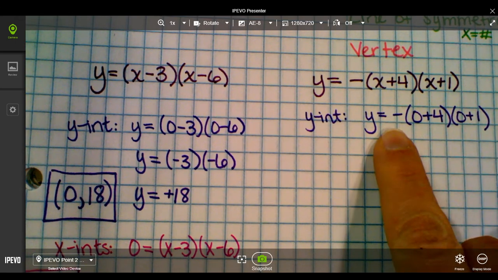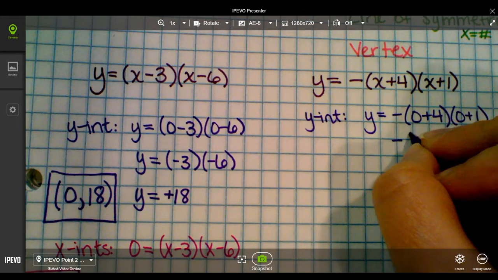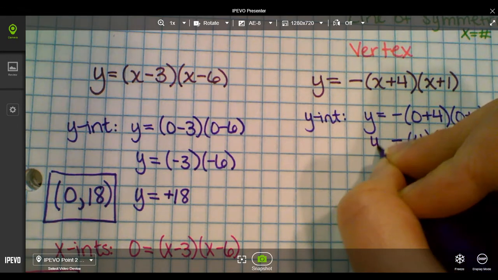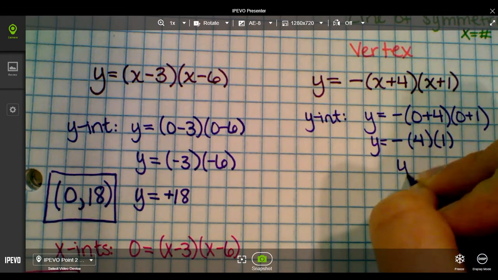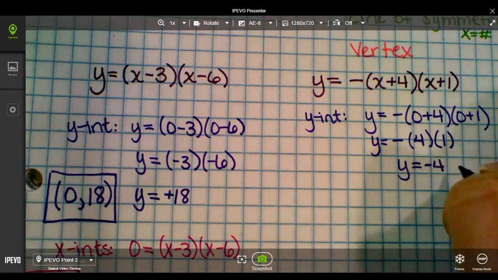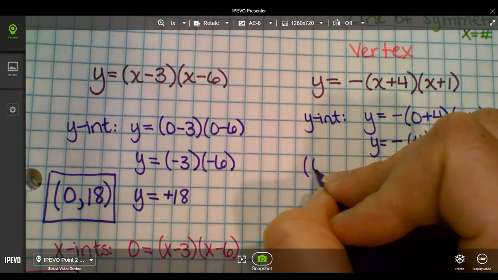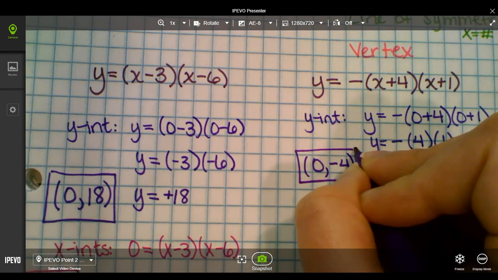Don't forget that negative on the outside over here. It's going to play a role in there. So now I have that negative still. 0 plus 4 is 4. 0 plus 1 is 1. Negative times 4 is negative 4. Negative 4 times 1 is still going to be negative 4. But again, it is not my y-intercept until I write it as an ordered pair. So when I plugged in 0, I got out negative 4. This is my y-intercept.